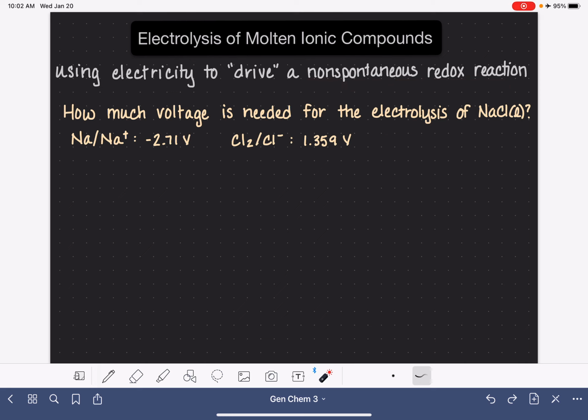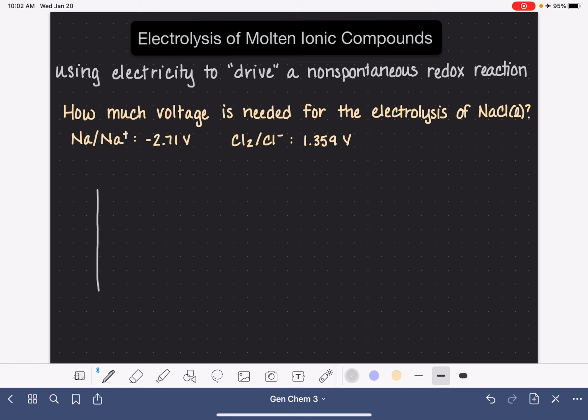We're going to take a look at this problem: how much voltage is needed for the electrolysis of liquid NaCl. I want to point out here that this is liquid sodium chloride. This is not aqueous sodium chloride dissolved in water. This is solid sodium chloride that has been melted. Let's draw a picture of what this electrolysis setup would look like.